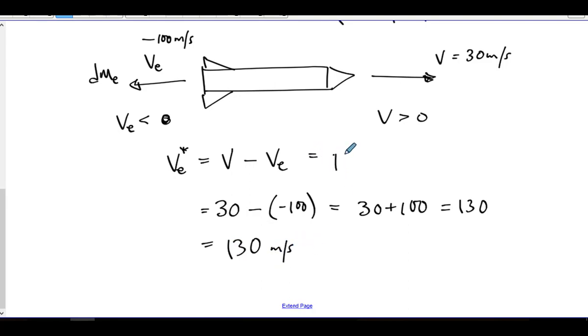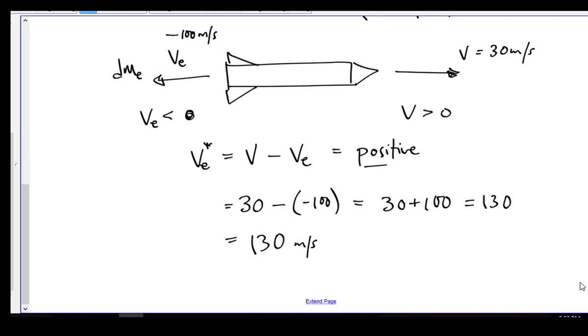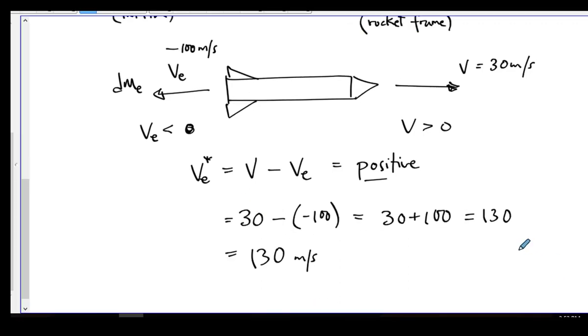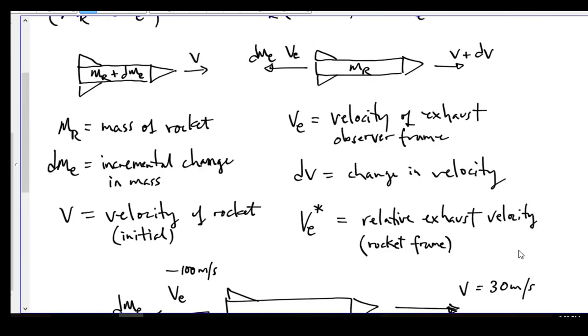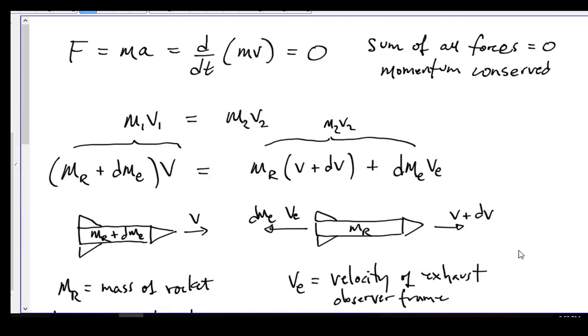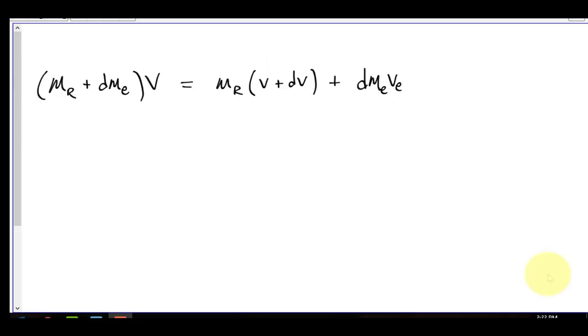So this is always going to be a positive as long as the exhaust velocity is negative and the rocket's velocity is positive. Then I can think of this as being a positive number. So I will come back and use this some more later in my derivation. All right, so then let's go back and look at the equation that we have started to develop and study what consequences we can get from this.